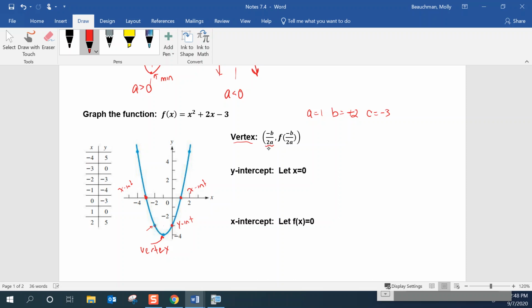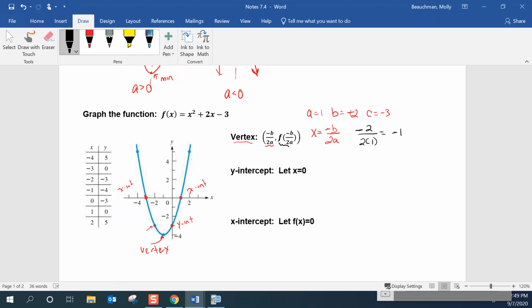Where this comes from is completing the square on the parabola. Completing the square is not a part of this class. We're just going to use the result. To find the x coordinate of the vertex, the formula is negative b over 2a. So all I need to know is what b and a are, and I've got the vertex. In this case, the vertex is negative b, which would be negative 2, over 2a, 2 times 1, which gives me negative 2 divided by 2, which is negative 1. So I know that the vertex down here has an x coordinate of negative 1.